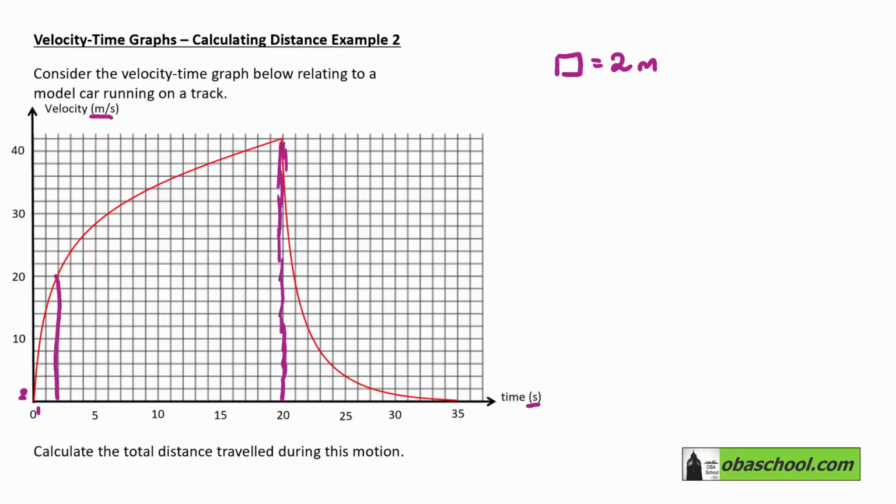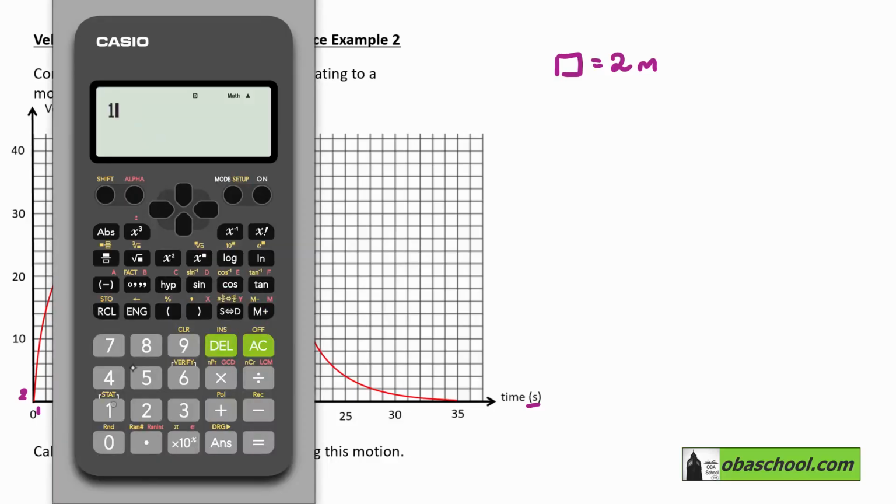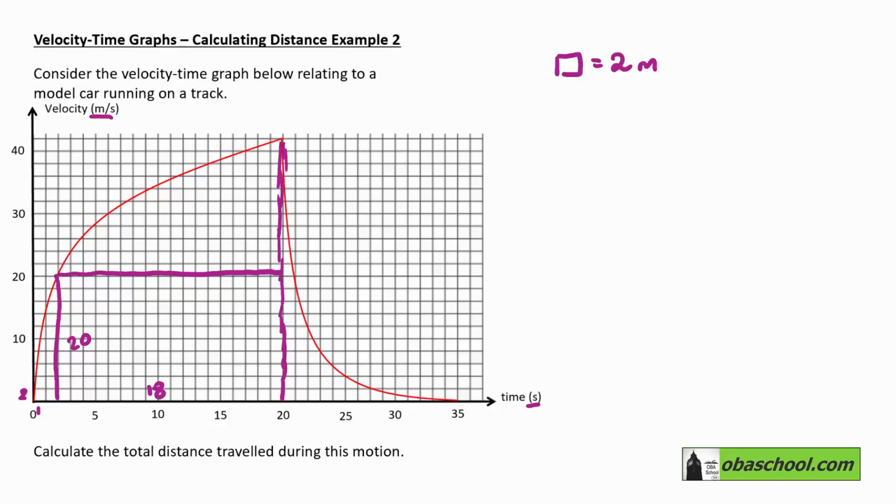Now we can block off sections, so I can see, for example, that rectangle there. We can see that that's got a width of 18 and a height of 20. So we can do the area of that whole bit as 18 times 20 is 360.